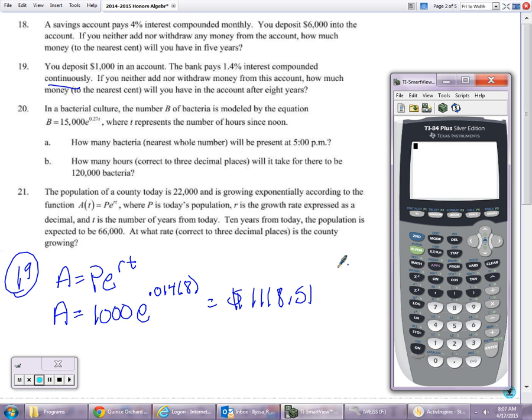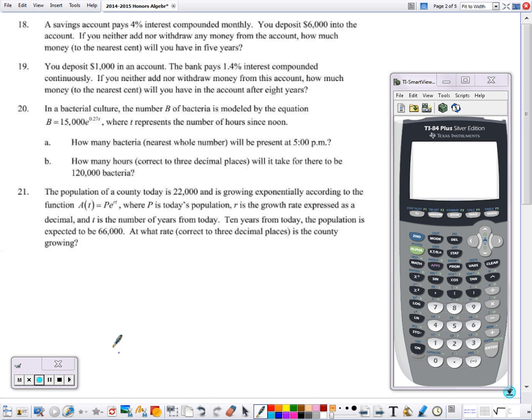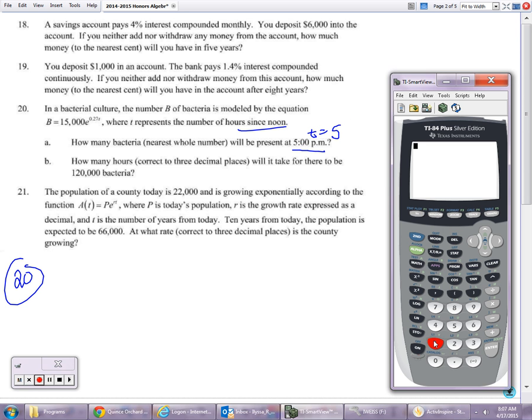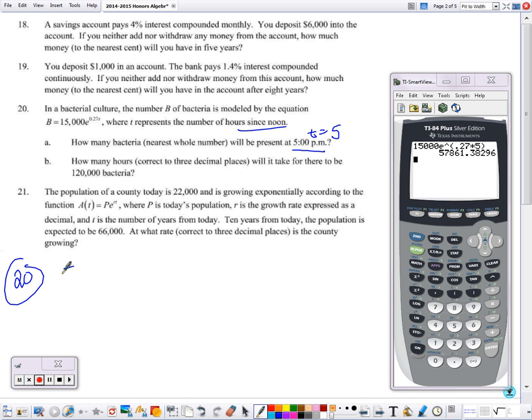Okay, so now for 20. 5 p.m. Well, since it's since noon, that's when time is 5. And it says nearest whole number, so that's 57,861 bacteria.